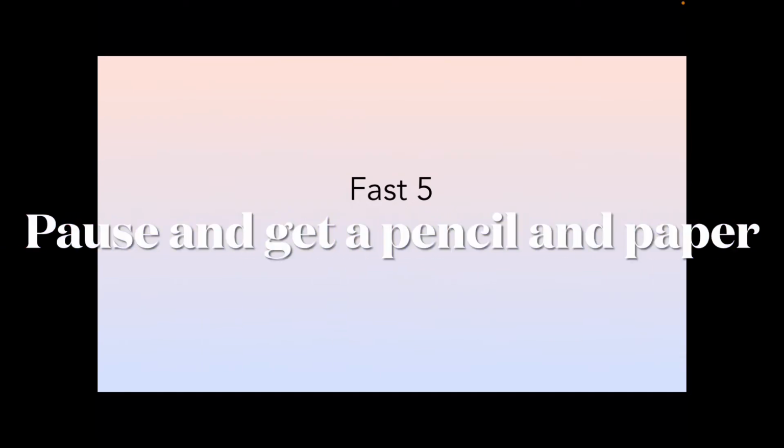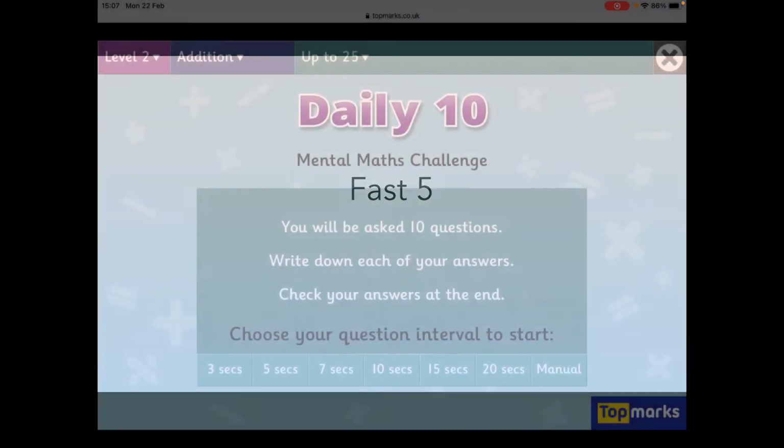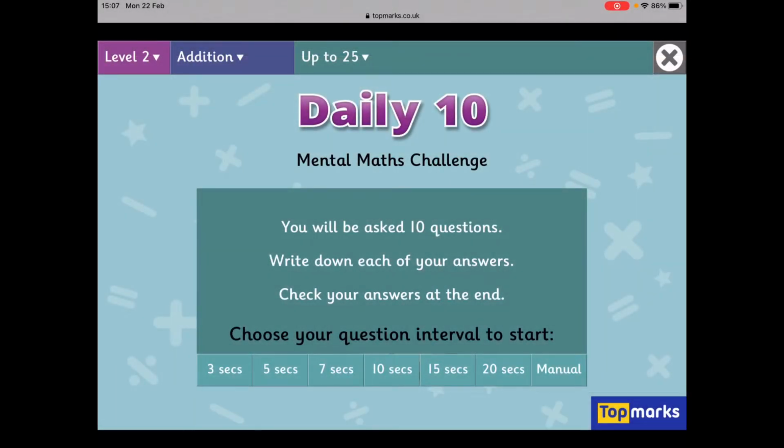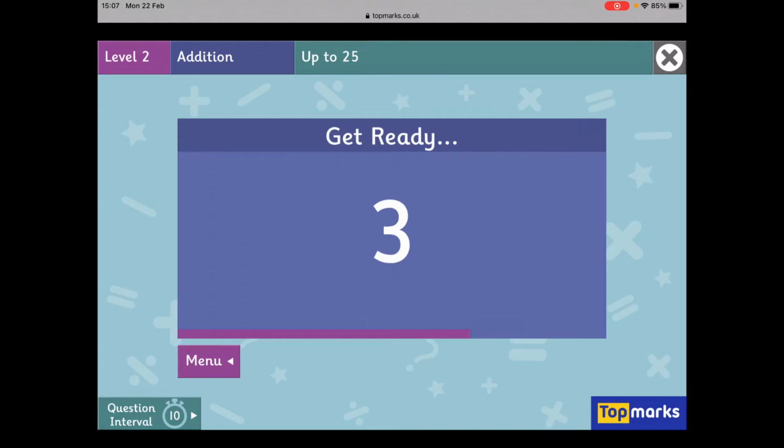Before we get started, we have Fast 5 for you today. Today's Fast 5 is a little bit different. You need a pencil and a piece of paper and get ready to do some quick maths. Our Fast 5 is the Daily 10 Mental Maths Challenge with some addition questions. We're going to get 10 seconds for each, so let's go.